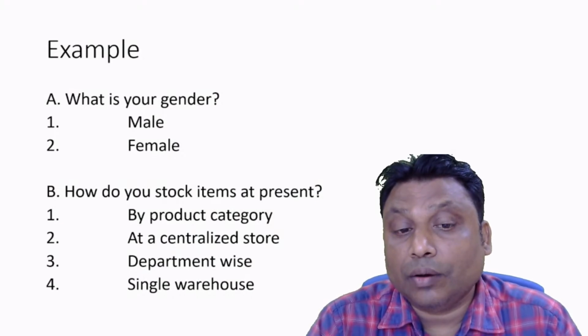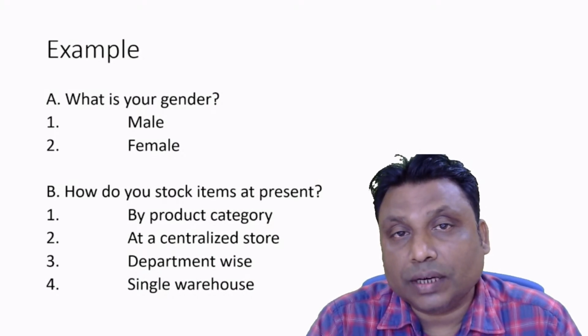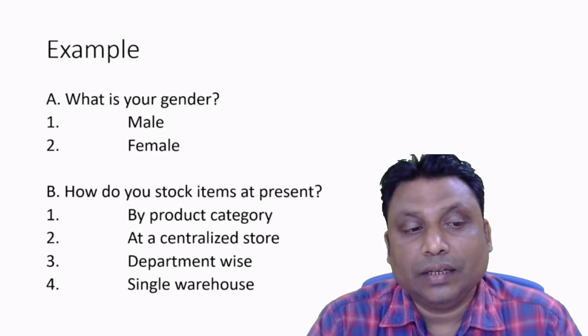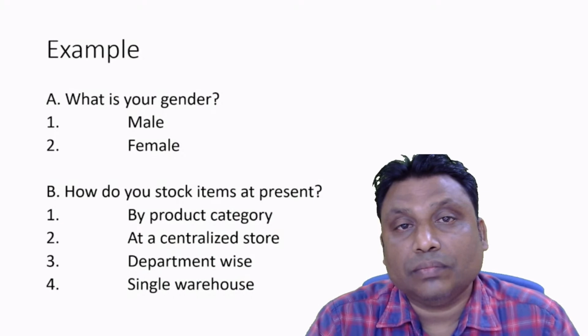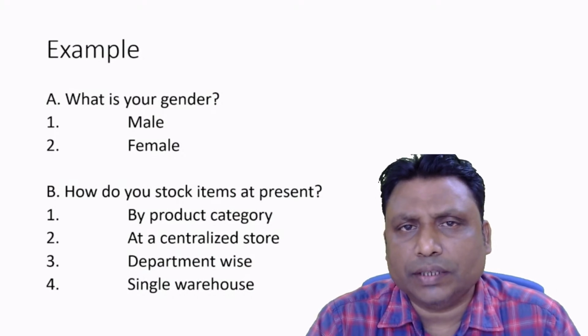When asking any question, according to the behavior of the questions, you have to measure the scale. Suppose the question is, what is your gender? Gender generally has only two values on the scale: one is male, another is female. So we can simply take these two.